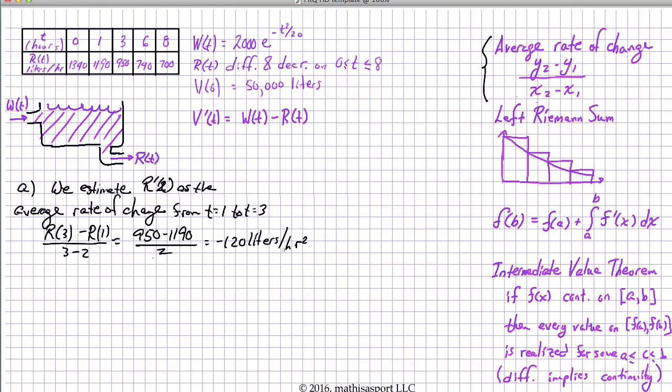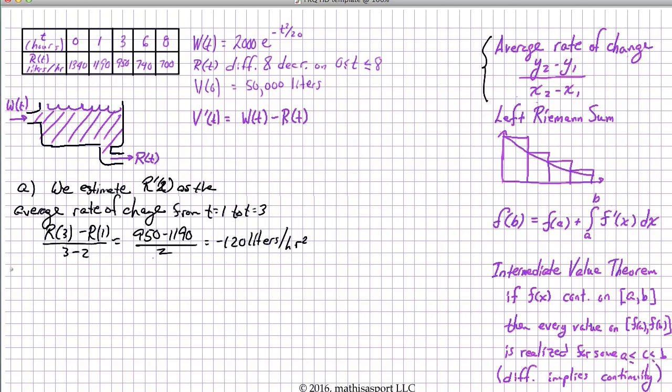Now, why do I know it's hours squared? It's because R itself is a rate of change, liters per hour. They're asking about R prime. That's the rate of change of R. And so that means per hour again. That's why we use that hour squared notation.